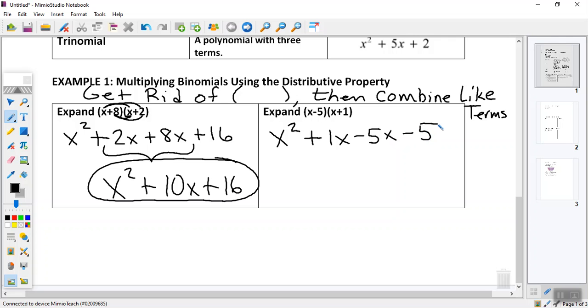Okay, now, it's good that I have 4 terms because we had 2 terms times 2 terms to get a total of 4 terms. Are any of those terms able to be put together now? Any terms to put together? Which ones? 1x minus 5x. So this would make x squared minus 4x minus 5.